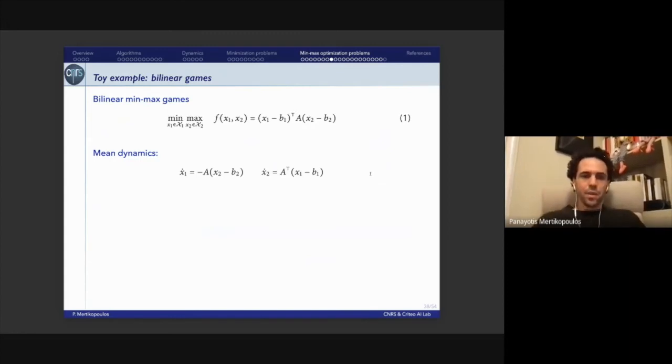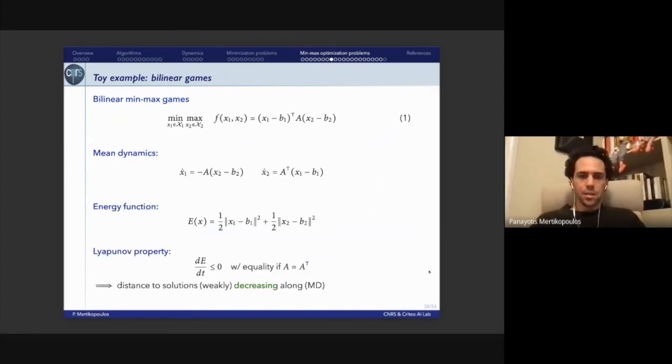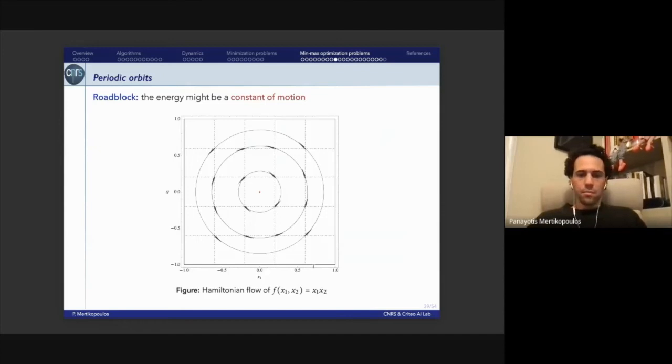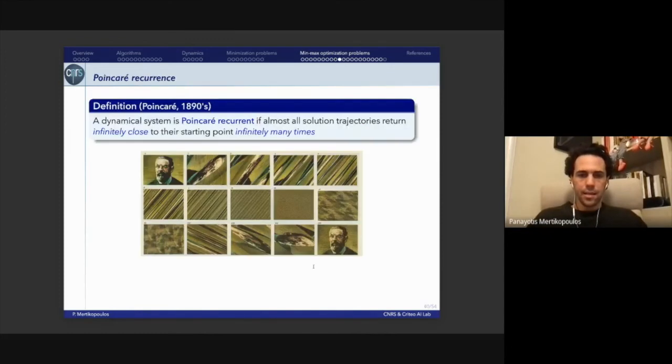All right. So here the mean dynamics are very simple to write down. They are linear, and you have an energy function, which is actually a constant of motion if the matrix of the game is symmetric. And the most widely used example of all, the x1, x2 example, where you have these perfect Euclidean cycles where the energy is a constant of motion. All right. So what are the ICT sets in this case?